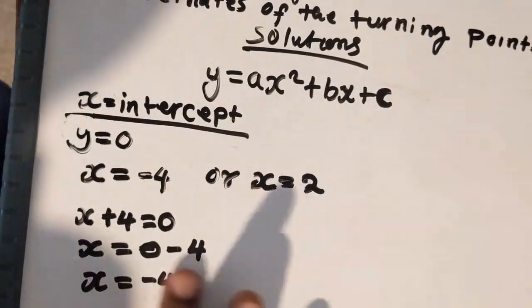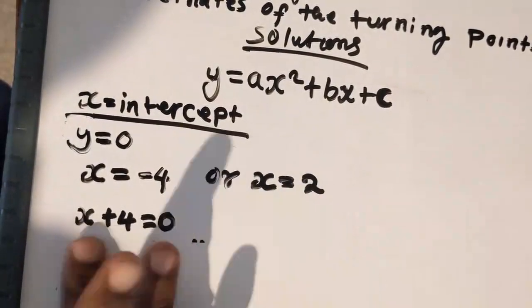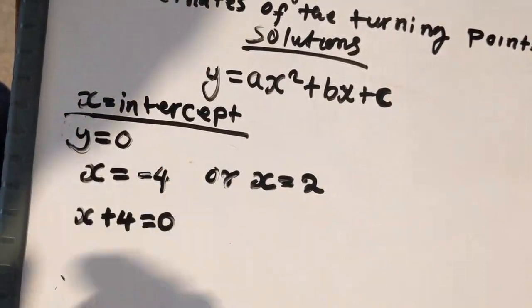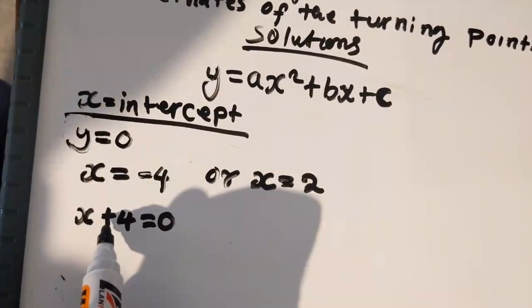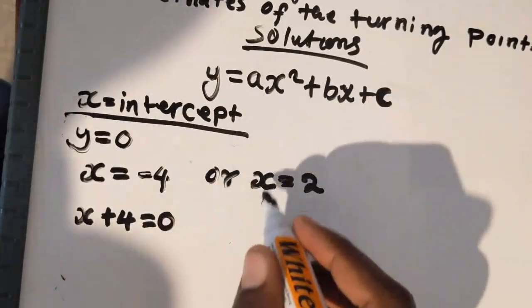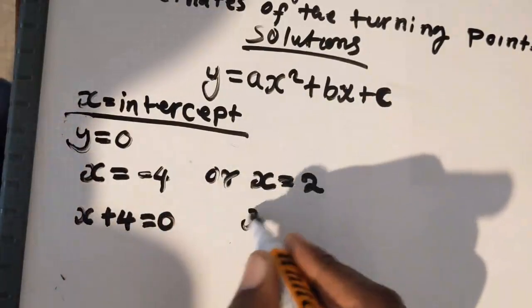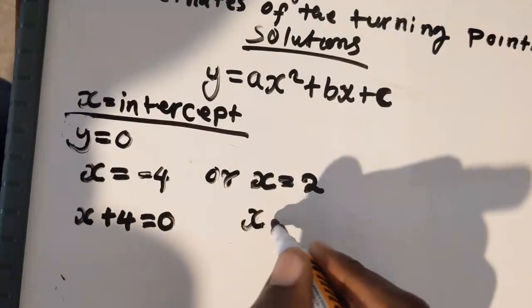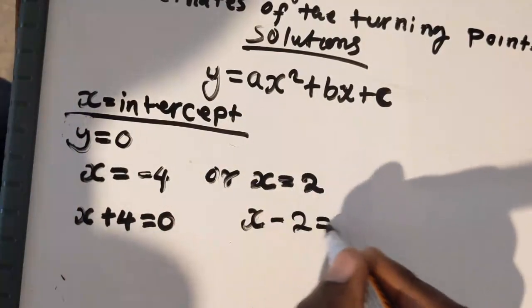So this is what they did. Meaning that it was like this. So even here, it was x minus 2 equal to 0.